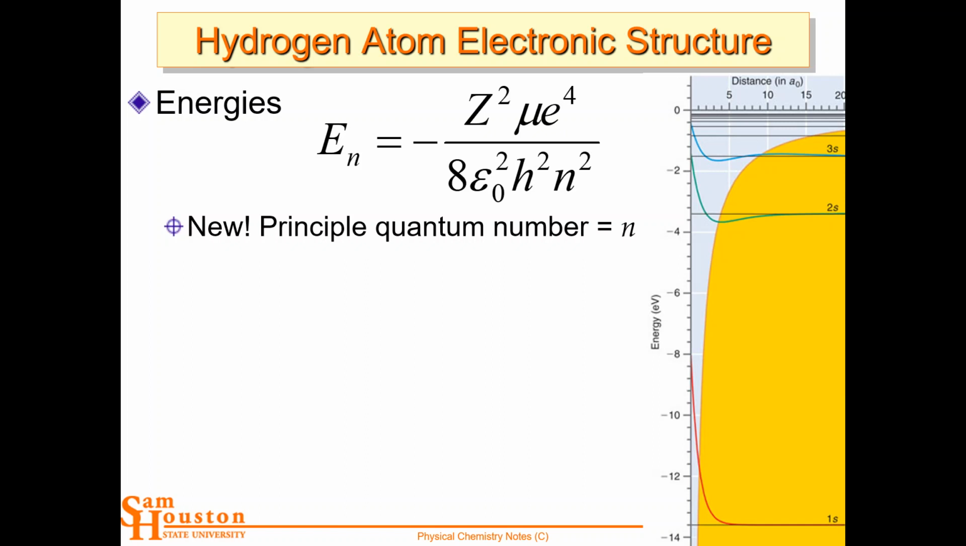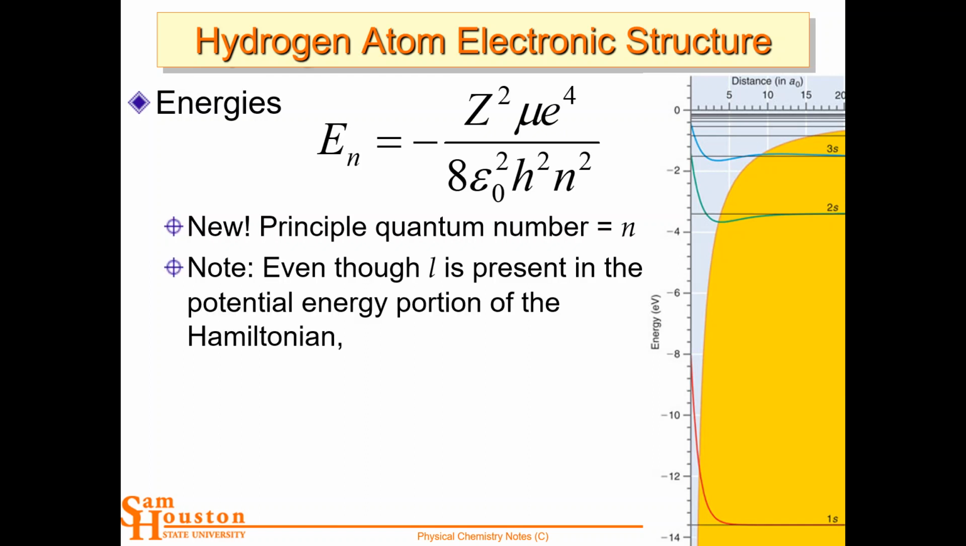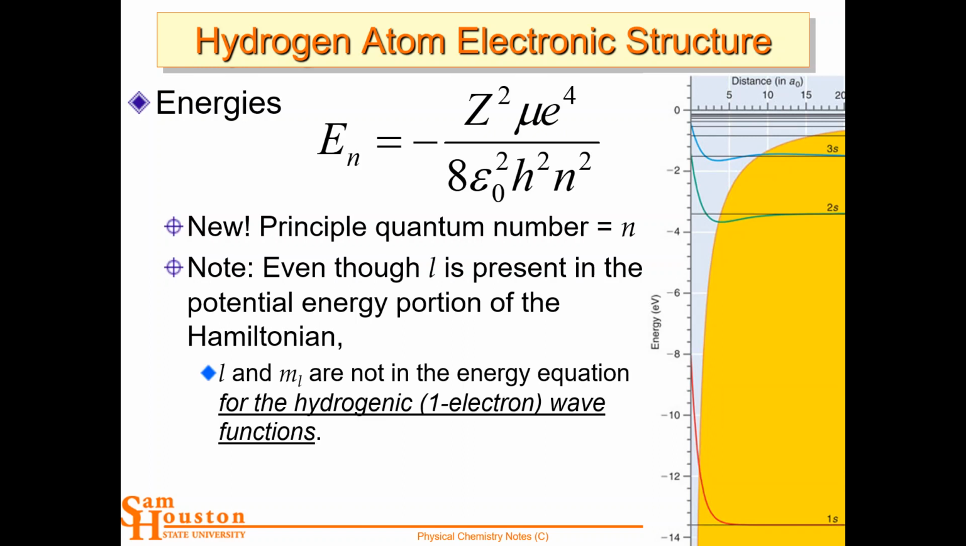This is our principal quantum number, and it's what we've been using our whole lives as chemists. 1s, 2s, 2p, 3s, 3p. That 1, 2, and 3 is the principal quantum number. Okay. And it's here in the energy equation from the radial wave function. Even though L is present in the potential energy part of the Hamiltonian, it's not a part of the energy equation. So it doesn't matter, at least for the hydrogenic systems, how much angular momentum you have. Okay, when you add more electrons, then that does become an issue. And so L and M sub L are not in the energy equation for one electron wave functions.